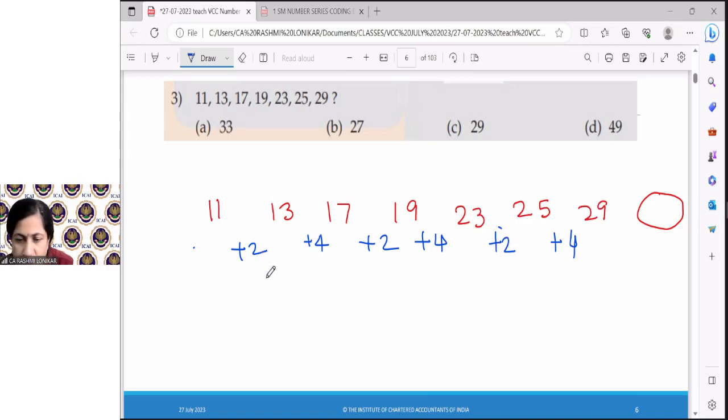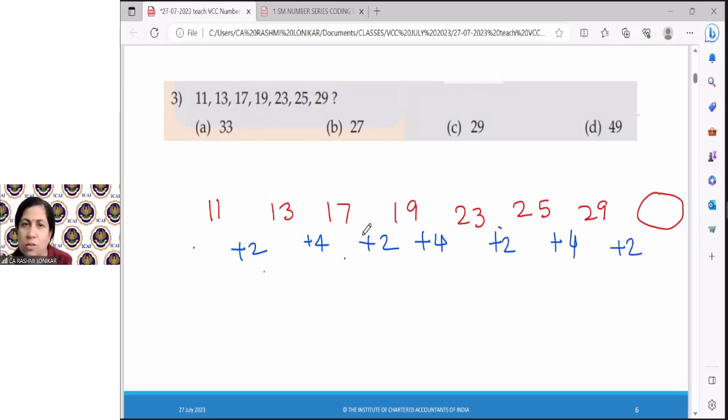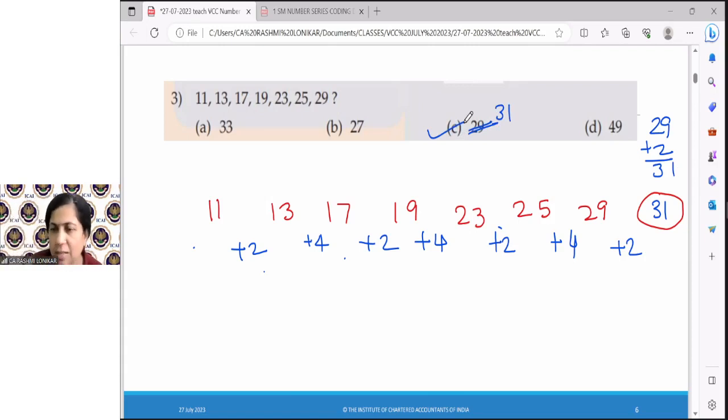Now you can see what the series is: 2, 4, 2, 4, 2, 4. So what should come now? Plus 2. We have 2, 4, 2, 4, so now I must have a difference of 2. So 29 plus 2 gives me 31. Here by mistake they have written this has to be 31, so you'll get this as the answer. In the exam, that will not be the case. You will get all correct options. Don't worry.